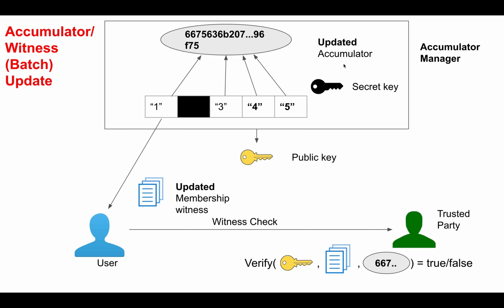Once the accumulator has changed, the user also needs to update their membership witness using some algorithm, so that the user can continue using the updated membership witness and send it to the trusted party, and this value can still be verified by the trusted party using the same public key, the updated accumulator, and the updated membership witness.